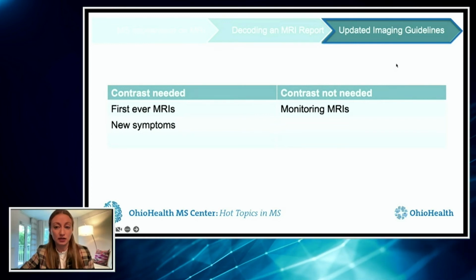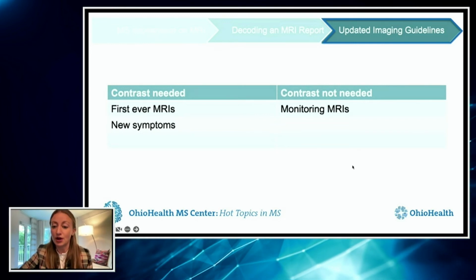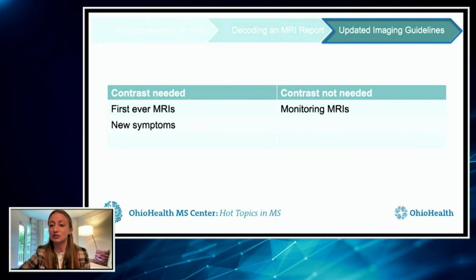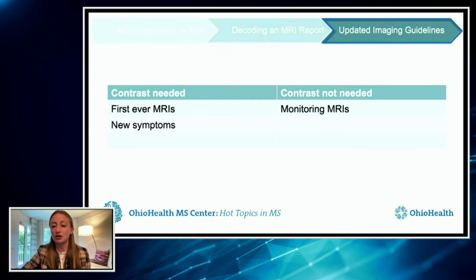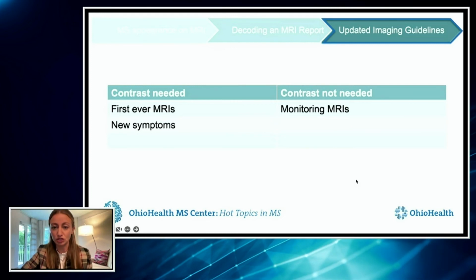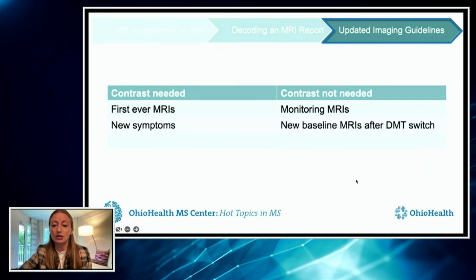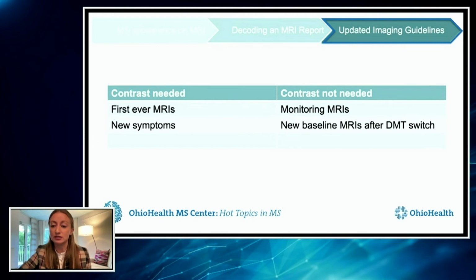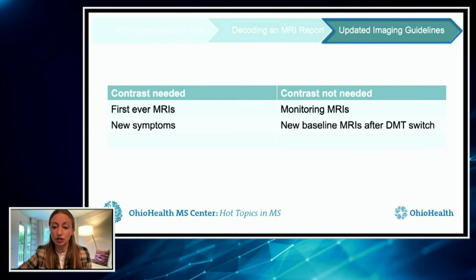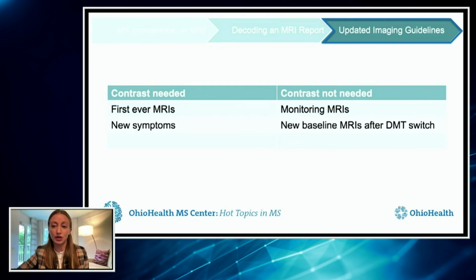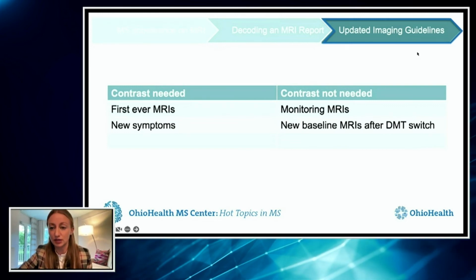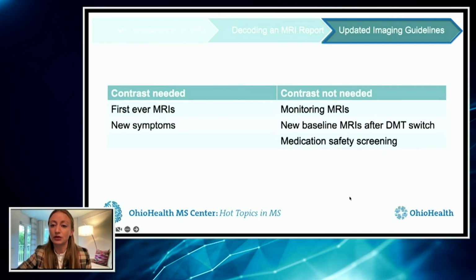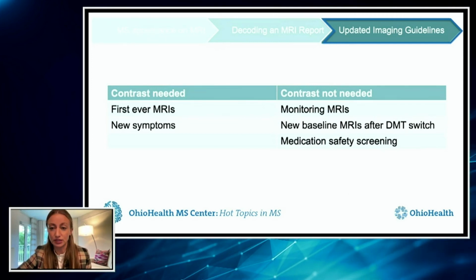Contrast is not necessary in the monitoring MRIs like we just talked about, because we're comparing side by side and looking to see if there are any new spots, and contrast doesn't add any new information to that. It's not needed with new baseline MRIs after we're switching disease-modifying therapy or starting a new disease-modifying therapy, except in very specific scenarios. And it's not necessary with monitoring for medication safety.